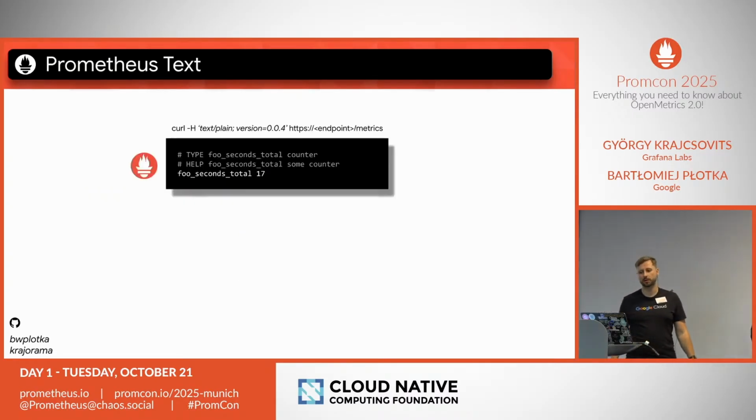For instance, you are probably familiar with the text exposition format, which is what you typically see when you just hit this slash metrics endpoint. And it became a Prometheus signature at this point, right? And it's really one of the main reasons why Prometheus is so widely adopted.